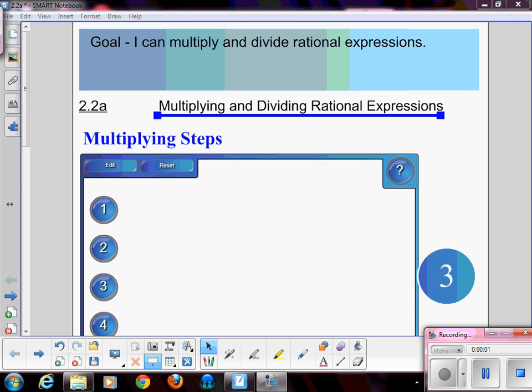Okay, so today we have a goal of I can multiply and divide rational expressions. Now today we're starting with multiplying and dividing. Tomorrow we'll look at adding and subtracting. So, multiplying and dividing rational expressions.